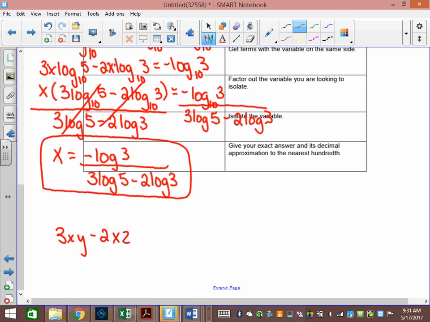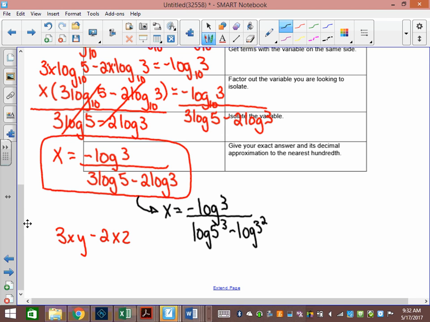So what we would do is we could combine this bottom, could we not? There's a minus sign, so we can combine them by? Difference of logs. Yes, but we have to make sure that we bring our exponents up because we can't put them together if they have numbers in front, right? They need to have a plus or a minus one. So we would go x equals negative log 3 over log 5 cubed minus log 3 squared. Correct?